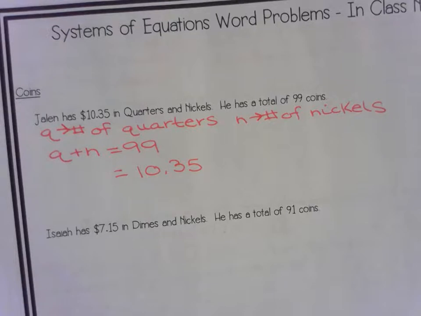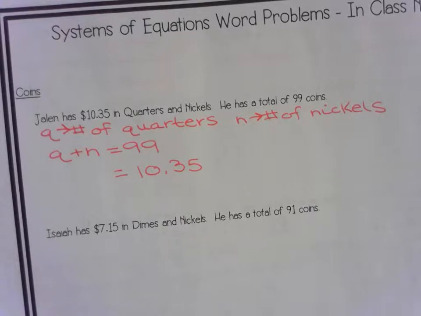Okay. So let's think about this. What does Q represent? Quarters. So if I just have Q plus N, the number of quarters and the number of nickels together, does that tell me how much total money I have? No. So think about it. How much money is 6 quarters? $1.50. 10 quarters is how much money?